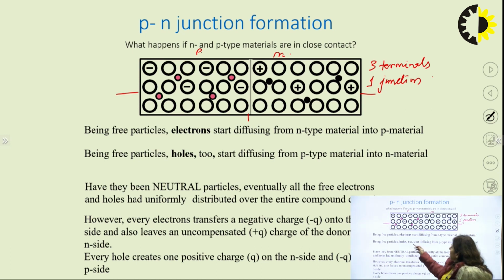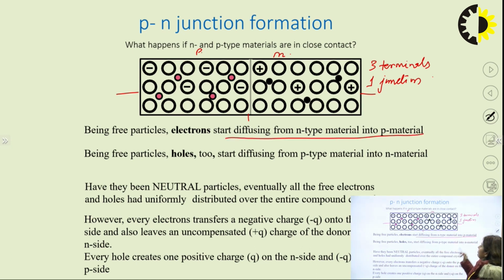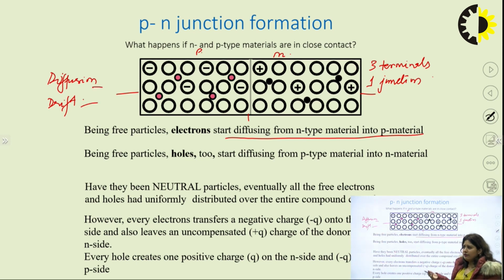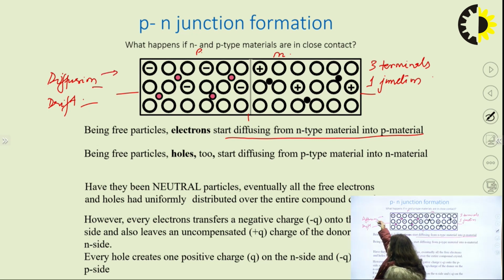So being free particles, electrons start diffusing from N type material into P type material. There are two types of phenomena that basically occur in a PN junction: the first one is diffusion and the second one is drift. Diffusion, as we have already discussed earlier, is due to the change in the concentration gradient. Due to the change in the concentration gradient, we have diffusion of electrons from a higher concentration region to a lower concentration region. Similarly, we have another phenomenon which is called drift.